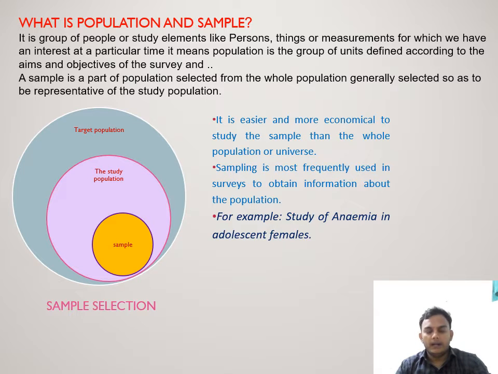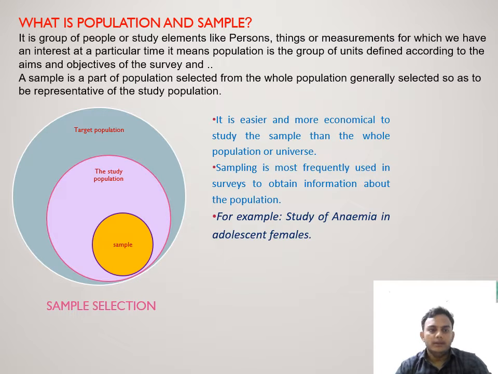We apply our observations or study on that particular sample, and then we conclude that it is applicable for the whole population. So it is basically a sampling technique. Sampling technique is easier and more economical, to study the sample than the whole population or universe. Sampling is most frequently used in surveys to obtain information about the population.